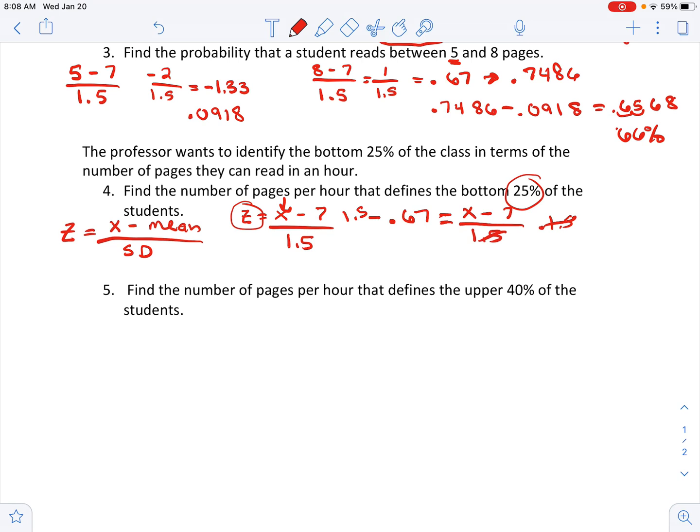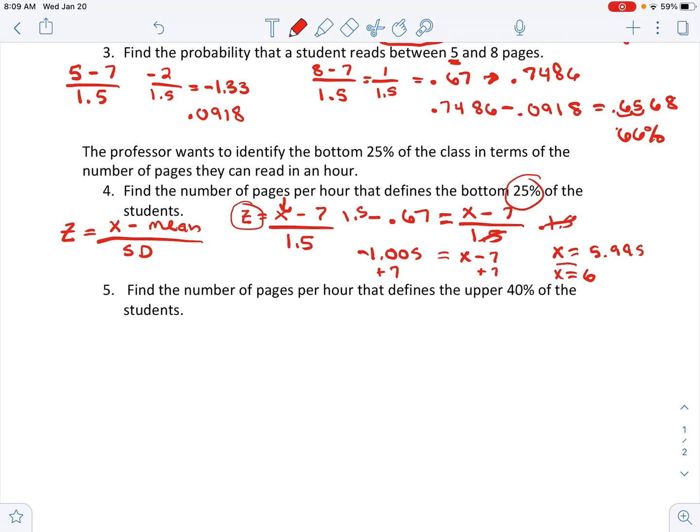Okay, so those would cancel off. And so 1.5 times 0.67 is negative 1.005 equals x minus 7. Then I add 7 to it, and I get x is equal to 5.995. We could round that up and say 6.